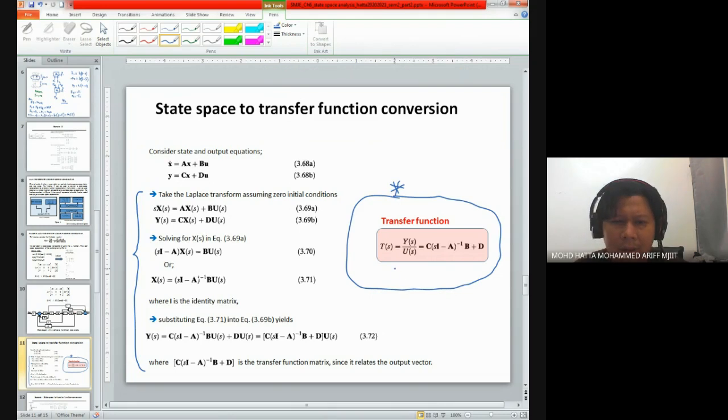So if you go through this equation, you see that we can easily convert this state space model into a transfer function just by solving this equation. So we know that the matrices A, B, C, D are given by the state space model.